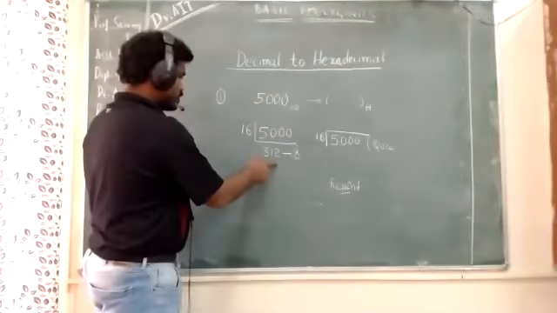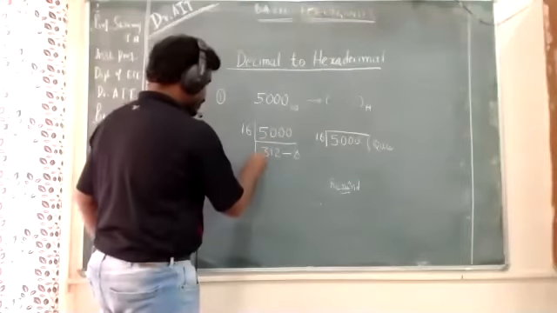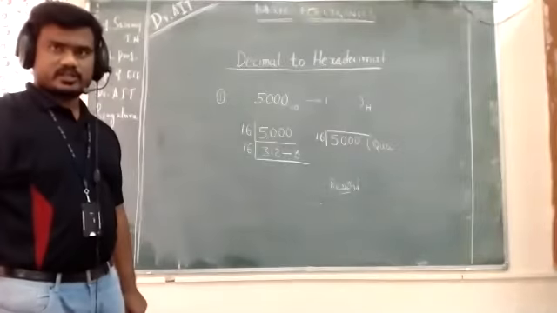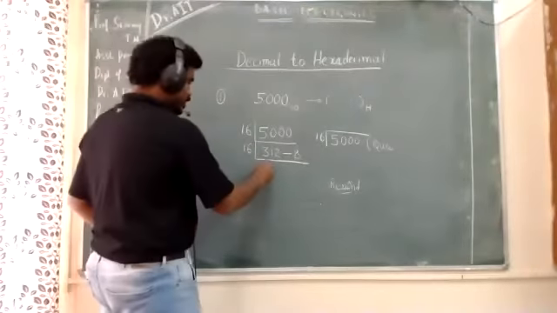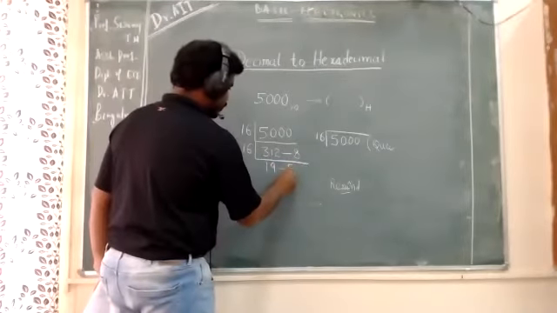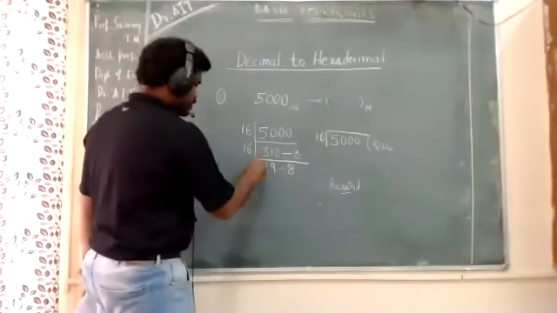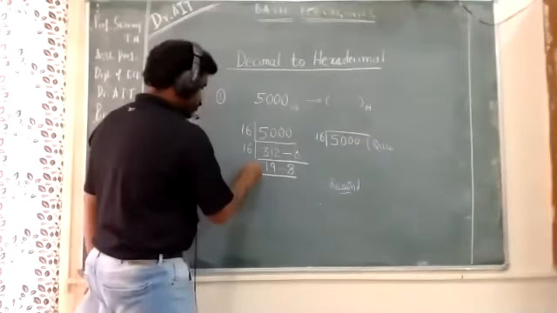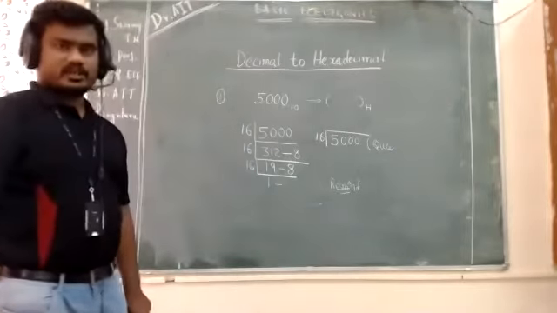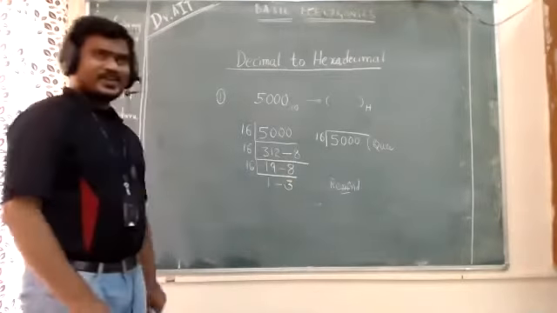And this 312 is greater than 16, and I can divide this 312 by 16 once again. Once you divide this by 16, you will get the quotient as 19 and remainder as 8. And this 19 is greater than 16, so I can divide this by 16. So 16 ones are 16, okay? 16 ones are 16. And what is the remainder? The remainder is 3. Okay, it is like this.